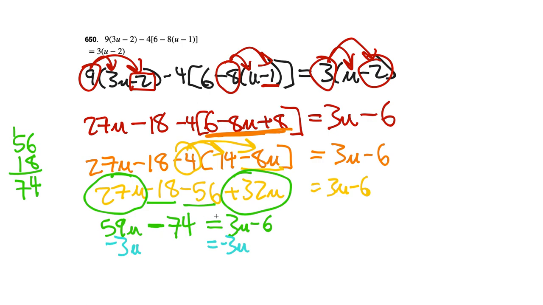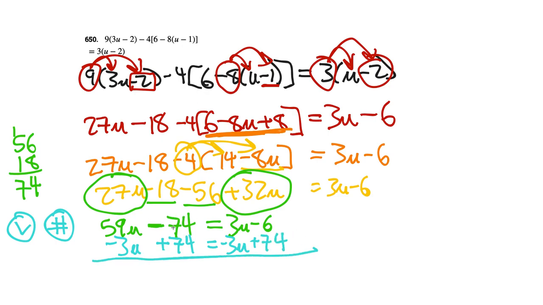What we're going to do is find out which side has more of the variable. It's the left side, because 59u is greater than 3u. So what I'm going to do is move all the variables to the left side, and the numbers, or constants, that's the math term for it, to the right. What we're going to do is also get rid of this minus 74 simultaneously. So I'm going to add 74 to both sides. So I'm kind of doing two steps in one, which is totally kosher here.